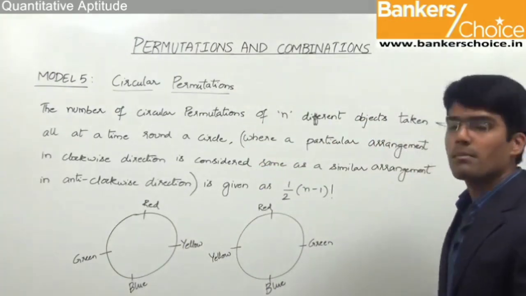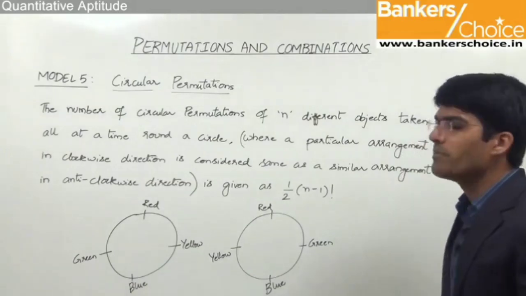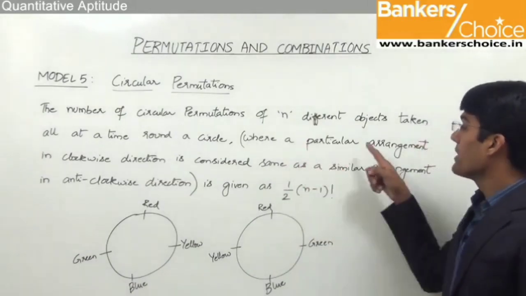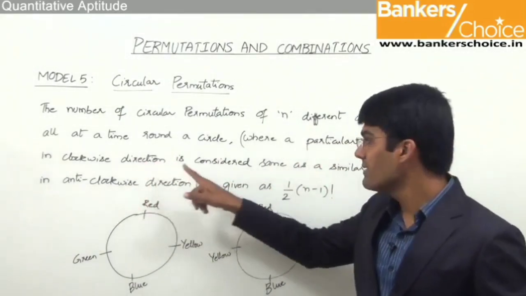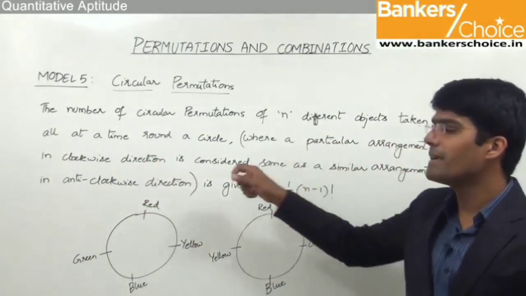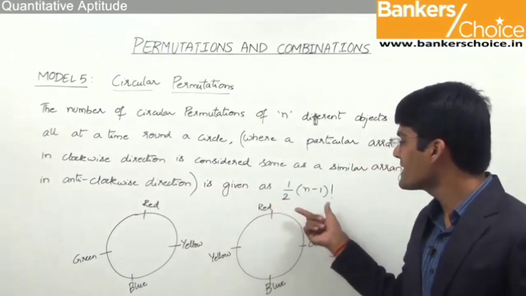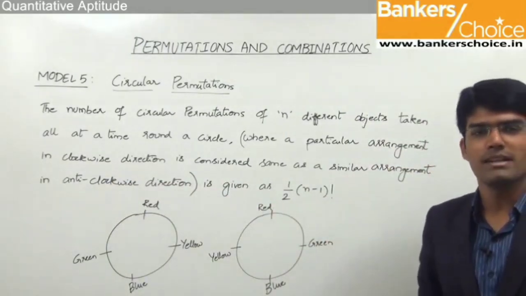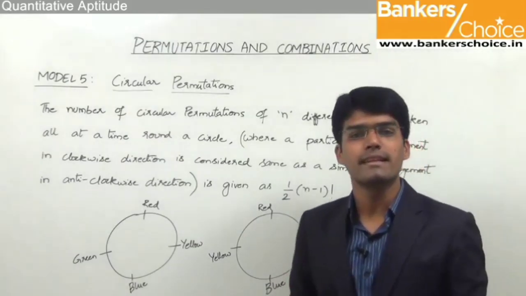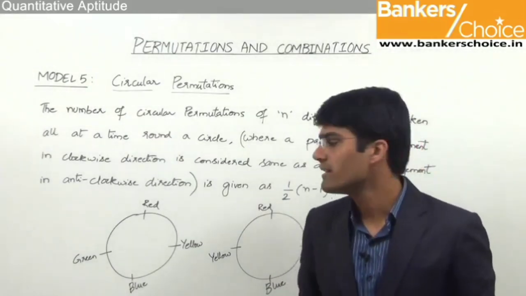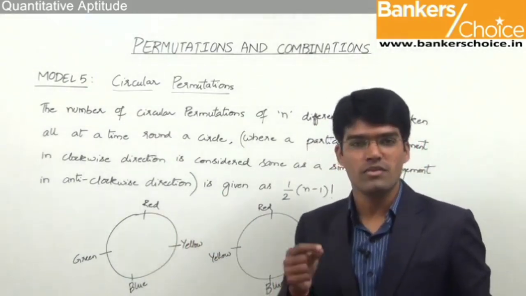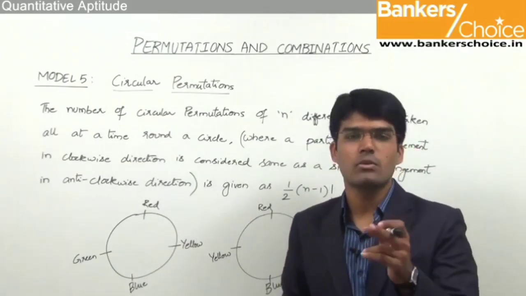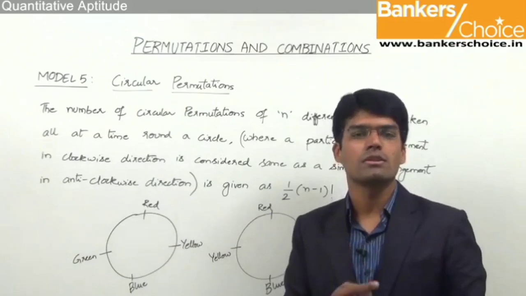Here the number of circular permutations of n different objects taken all at a time around a circle, where a particular arrangement in clockwise direction is considered the same as a similar arrangement in anti-clockwise direction, is given as half of n minus 1 factorial. For example, let's say that we have to make a bracelet using 4 different color beads: red, yellow, blue and green. So we have got 4 different beads using which we have to make a bracelet. So that's like a circular arrangement of the 4 beads around the bracelet.